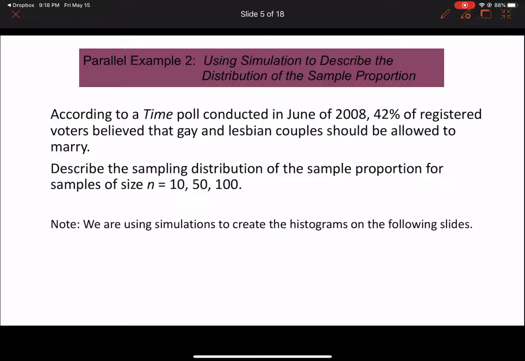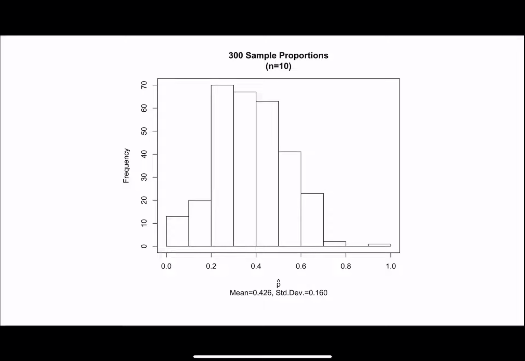So with our n equals 10 sample size, take a look at this. It looks like it is skewed right just a little bit. It's not quite a bell curve, but it is somewhat close. My mean is 0.426. Standard deviation is 0.160. Let's look when our n gets larger, when our sample size gets larger.